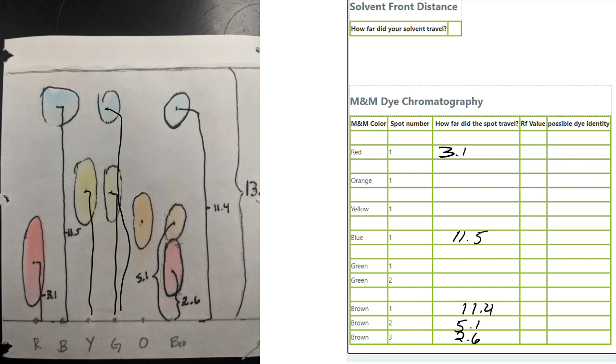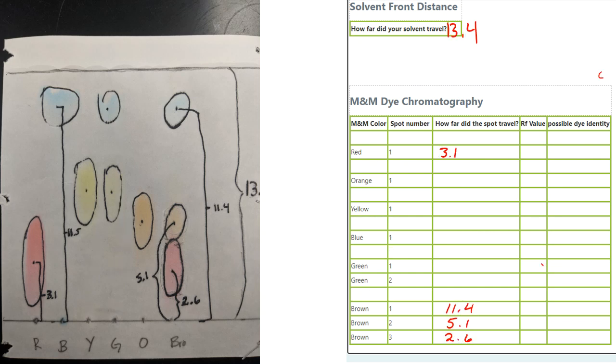I'm not going to measure all of these, but you will do all of the spots. You'll notice that you should have 1 for red, 1 for orange, 1 for yellow, 1 for blue, 2 for green, and 3 for brown. If you did not get all of those spots, you may want to try again. That's why I provided you with a second piece of paper.